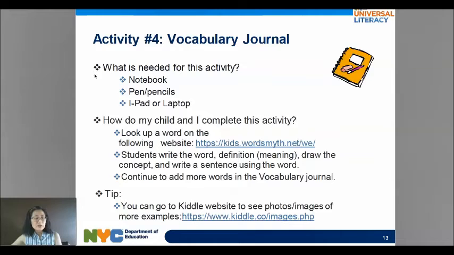So first, to look up a word on the website, you can look it up on the website, as here it is. And after you look up the word, either your child can write the word or definition and draw the concept and write a sentence using the word. Or even you can write the word and definition, but make sure that they write the sentence using the word. And then they can continue to add more words in the vocabulary journal.